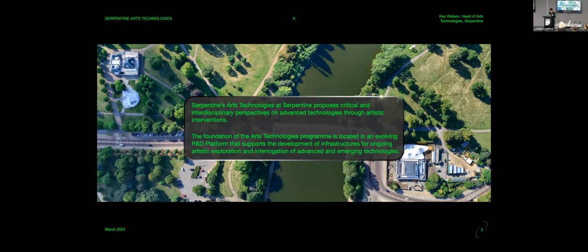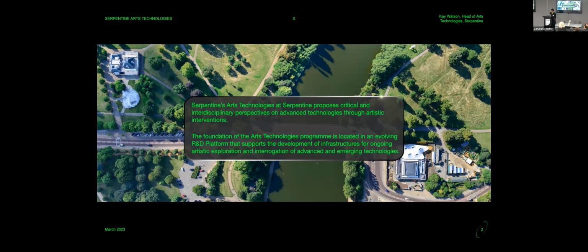So I'm going to talk specifically about the Arts Technologies programme, which, as this says, proposes critical and interdisciplinary perspectives on advanced technologies through artistic interventions. And what I want to talk about today is what those artistic interventions are, but also that the foundation of this programme is located in this evolving R&D platform, which is not a digital platform, it's not a gallery space, it is a networked space that supports the development of infrastructures for ongoing artistic exploration and interrogation of advanced and emerging technologies.